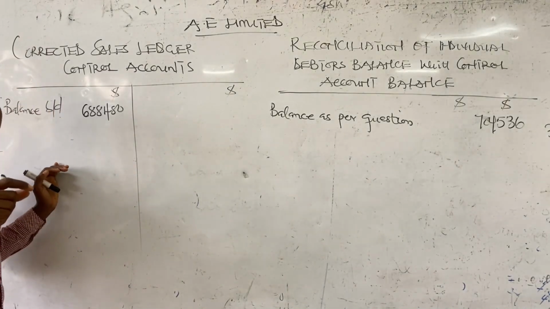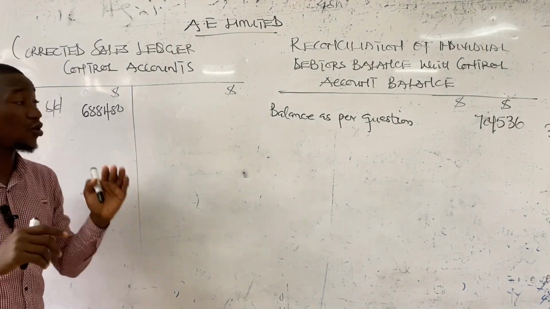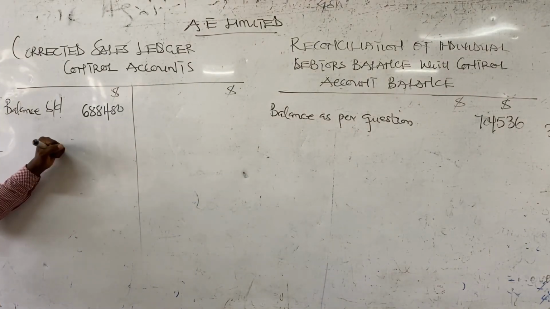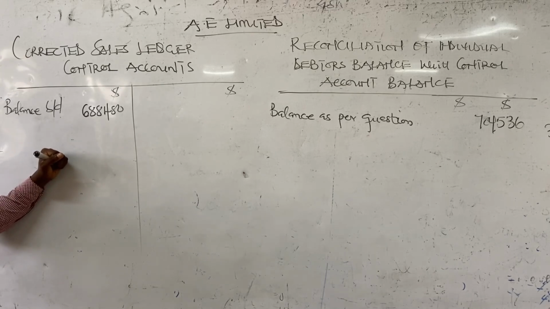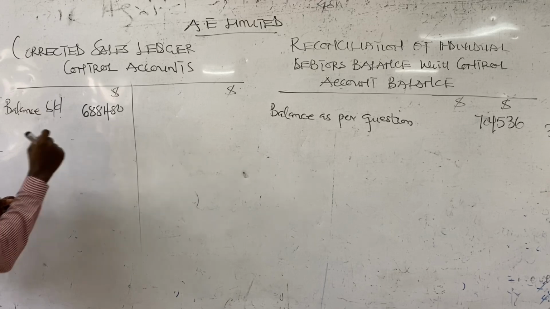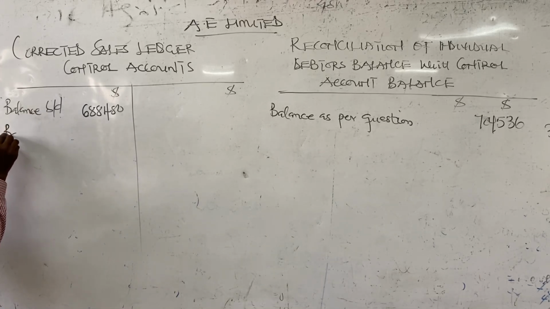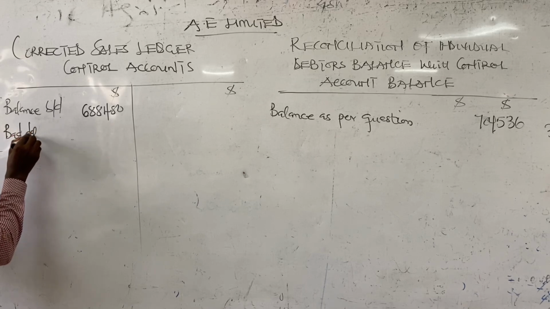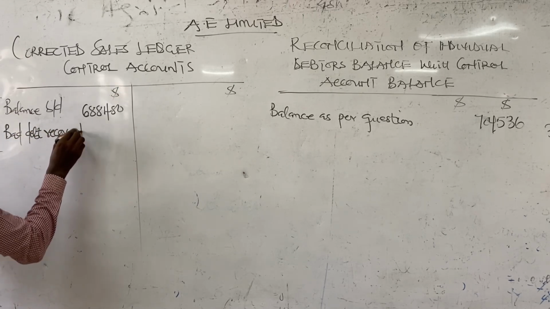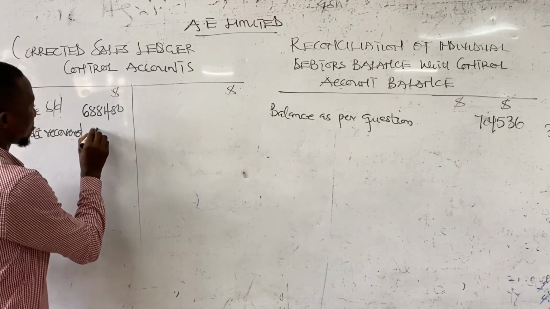So what effect will bad debt recovered not being recorded have on this account? If bad debt recovered is recorded at the debit side, it increases this account. But if it is not recorded, it means it is reducing this particular account. So it's supposed to be debited. Is this clear? So we have bad debt recovered, and the amount from the question is $2,000.